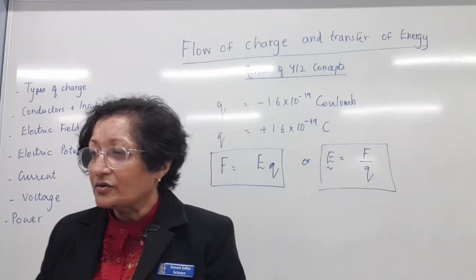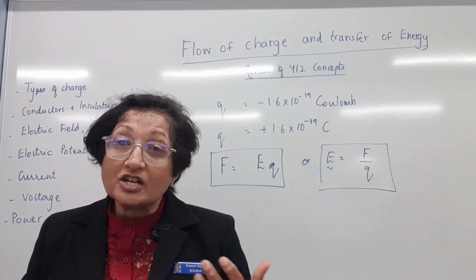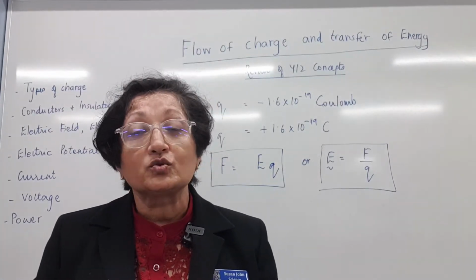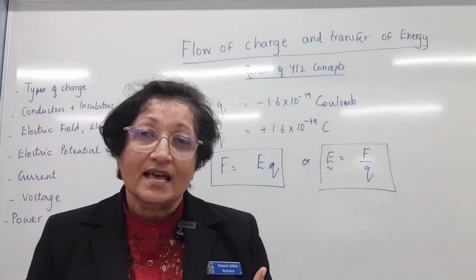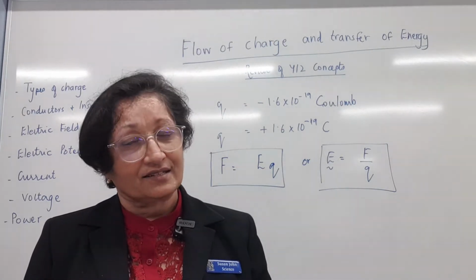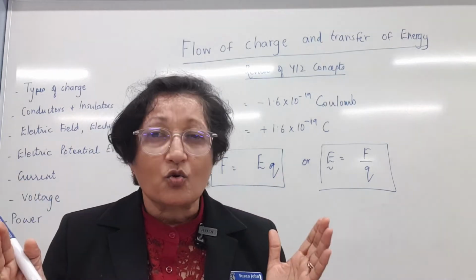Now, charge that is free to flow, free to move in any direction, loses electric potential energy if it is moving with the field, and charge that's moving against the field gains electric potential energy. So what does this all mean?